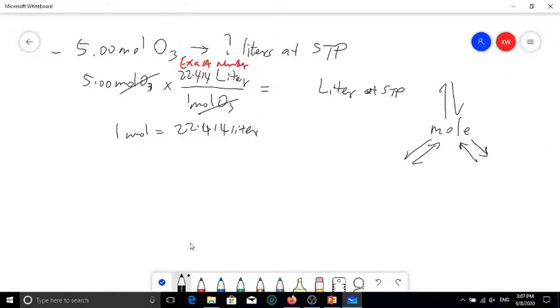Okay, always going to be an exact number. So you only need to count sig figs in the first number, which in this case is 3. Okay, 112 liters. All right, so let's see if we can try another one here.